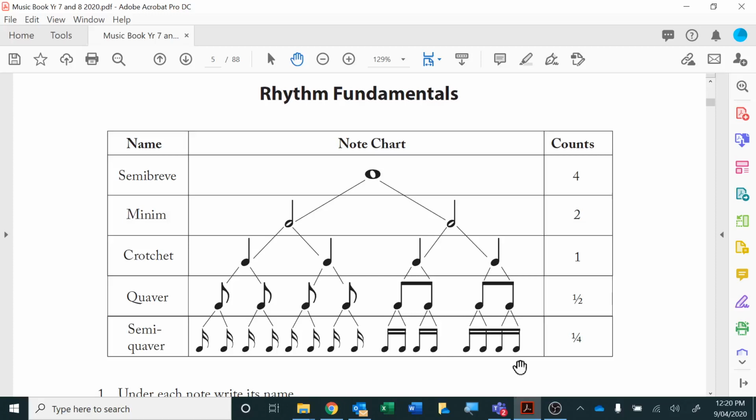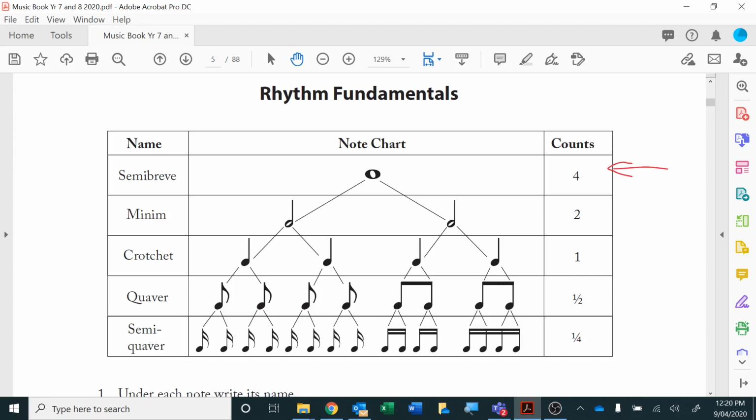Hi, this is page 5 of the Red Introducing Music book. We're going to be looking at rhythm. If we look at this rhythm fundamentals chart, we can see that at the top it has a 4-beat note.